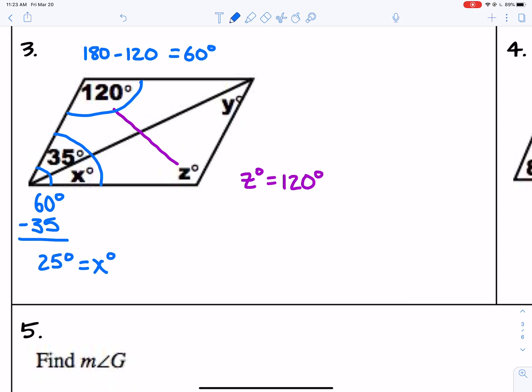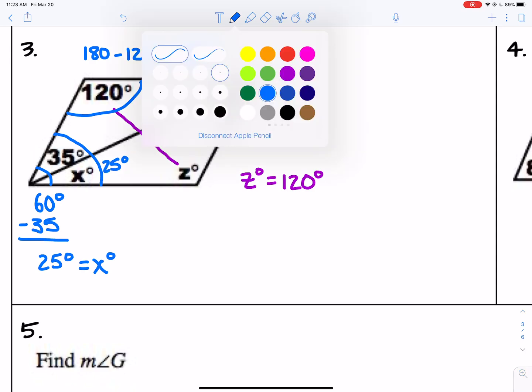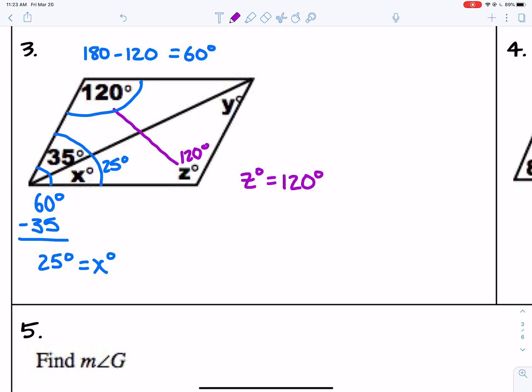Okay, so if we know x is 25 degrees, z was 120 degrees. We also know that triangles always add up to 180 degrees. So that will help us figure out the value of y.